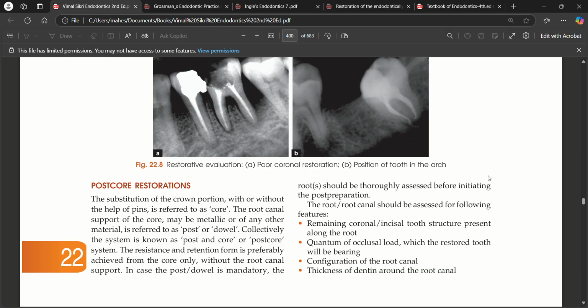The resistance and retention form is preferably achieved from the core only, without the root canal support. In the case where it cannot, the post or dowel is mandatory. The roots should be thoroughly assessed before initiating the post preparation.